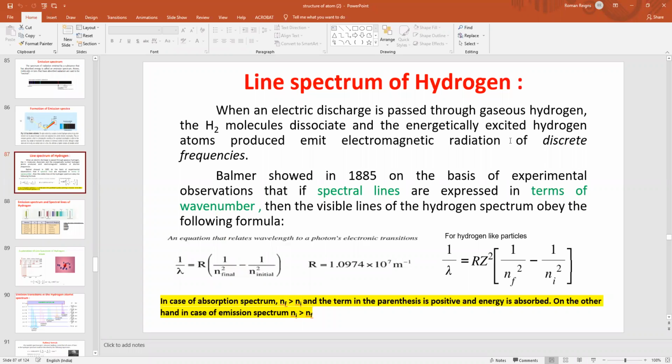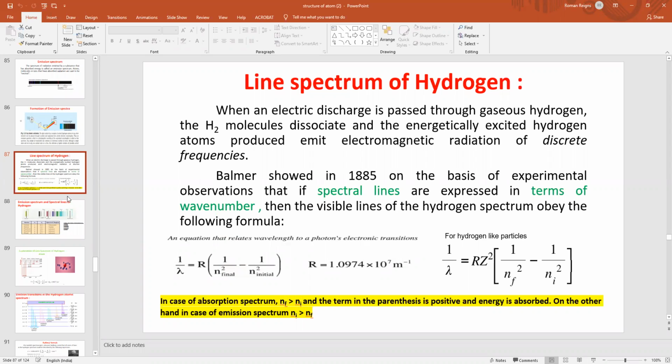Morning, students. In the previous class, we were seeing about the atomic spectra, and in that we have seen emission spectra and the types of emission spectra, where we got to know that the emission spectra is of two types, that is continuous spectra and line spectra. And today we are going to learn about the line spectra of hydrogen.